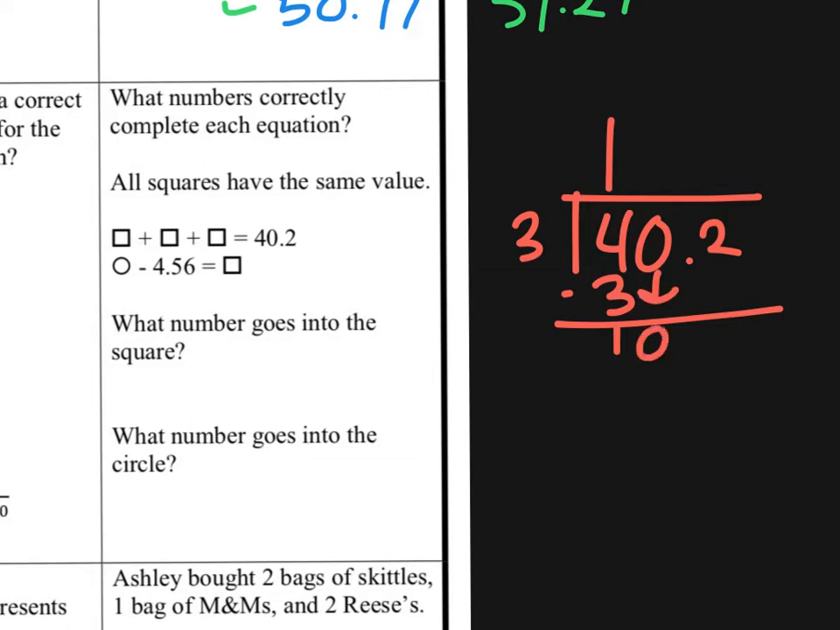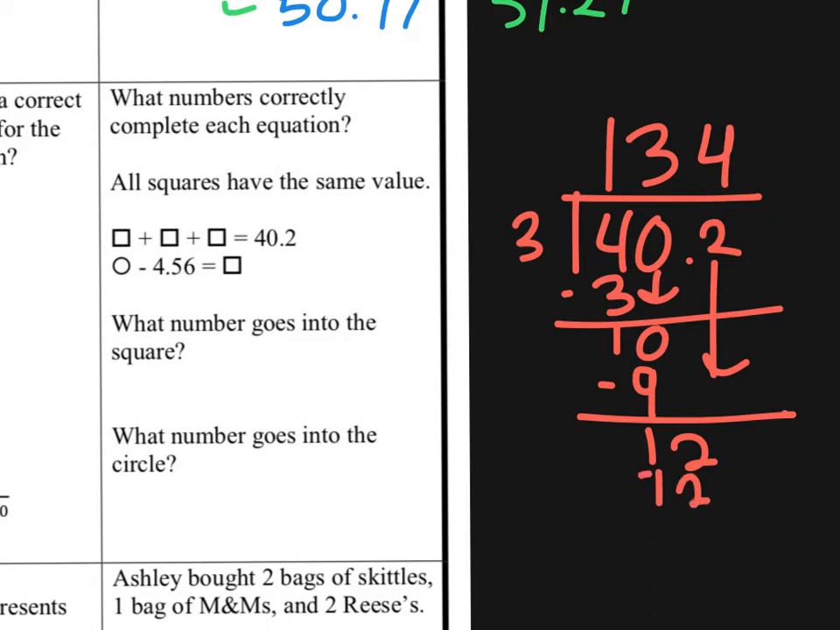Add a 0. 3 can go in 10 3 times because that will give me 9. Subtract. This would be 12, and 3 can go in 12 4 times. And then we just put the decimal in the right spot. We have one number behind the decimal. So we know that a square equals 13.4. And if we want to check, we can do 13.4 plus 13.4 plus 13.4, or just do 13.4 times 3, and it should give us that 40.2.